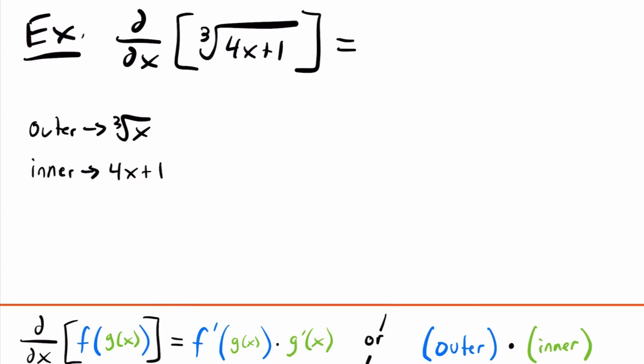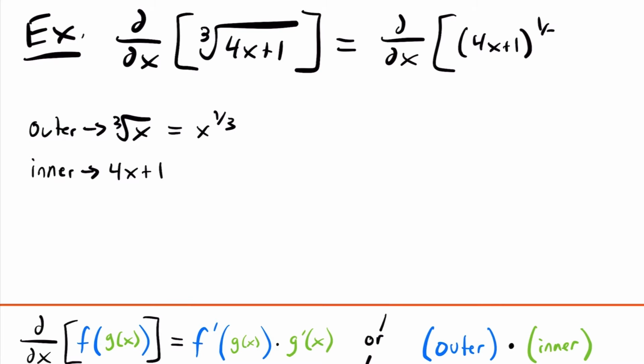But before we do that, it's always nice to change our root functions to a power so that we can more easily see how to use our power rule. So normally we would redefine the cubed root of x to be x to the 1/3 power. And so I'm going to do that for this function up here. We're going to have that this is equal to the derivative of 4x plus 1 to the 1/3 power.